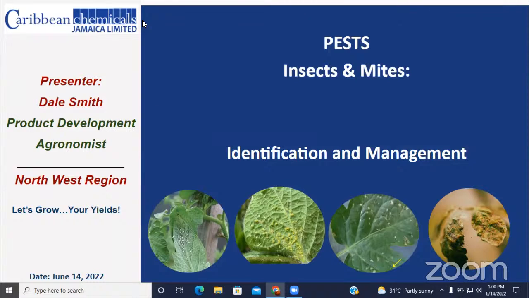Today we'll be looking at pests, more so insects and mites, and how we can go about identifying these pests and also managing them using our chemistries.